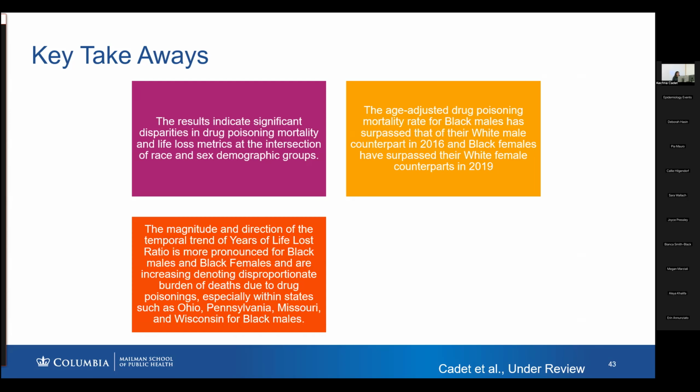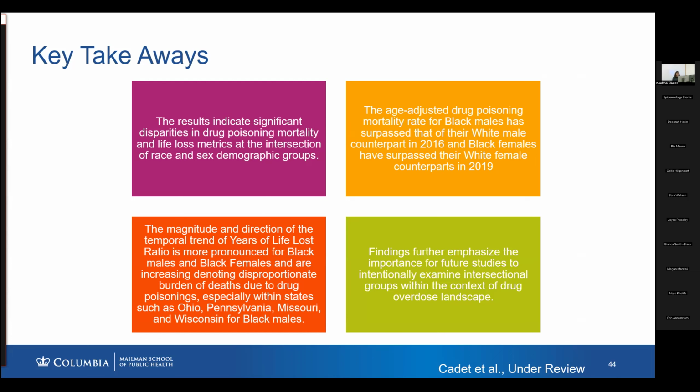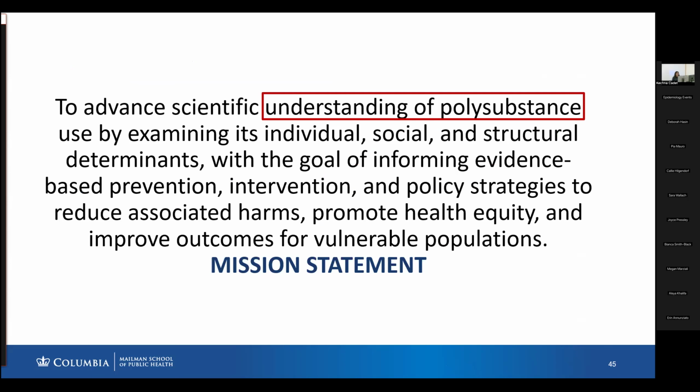And thinking generally, some of the states that we may want to do further research on are Ohio, Pennsylvania, Missouri, Wisconsin, especially in these areas where we see higher burdens of drug poisoning, especially amongst Black males. Again, these findings emphasize the need for taking more of an intersectional lens, especially when we think about the overdose landscape. A lot of my recent work has also focused on understanding typologies of polysubstance use, and looking at how they're related to adverse harmful outcomes, which leads us to the next study.